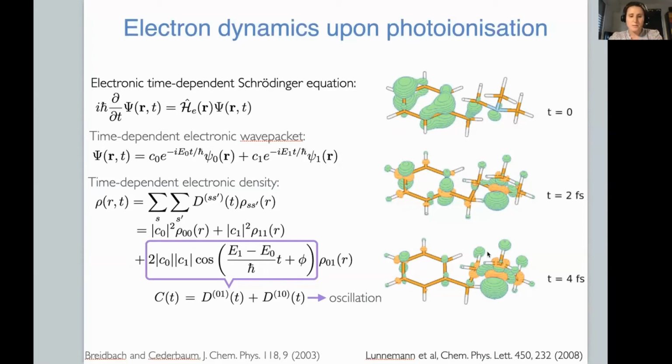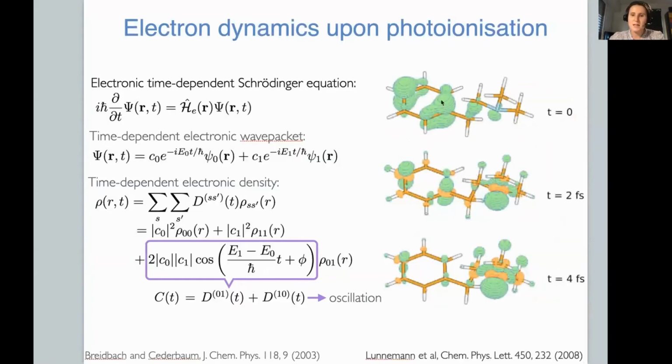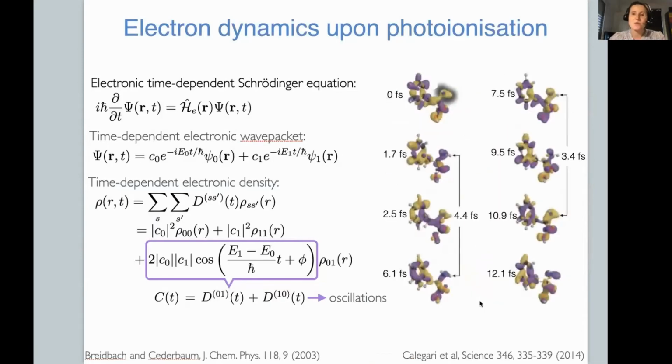And here I'm showing another example that you've seen already in some slides before this morning. This is just to show you that it's not always as simple as this, with a hole well localized on one site and migrating to another site. Depending on the electronic wave packet that you create, how many states, but also, and importantly, the nature of these states, if they are localized or delocalized, the oscillation that you predict in the electronic density may be very significant or not.